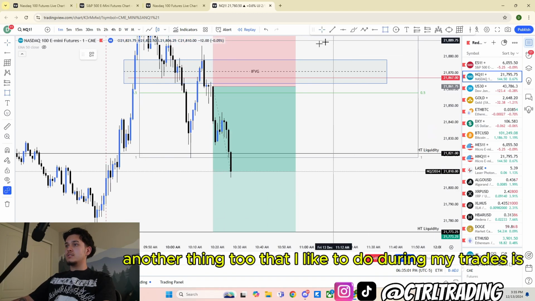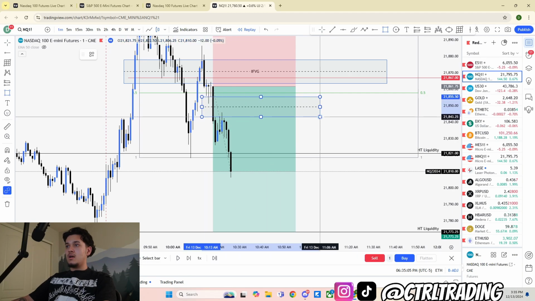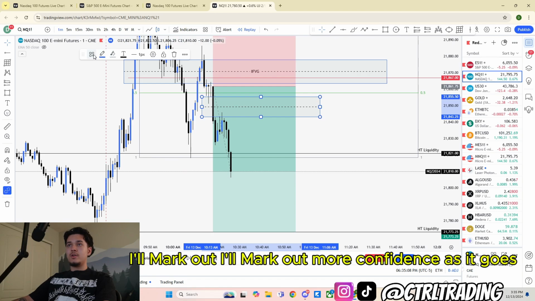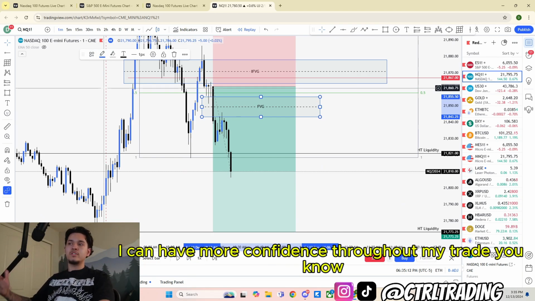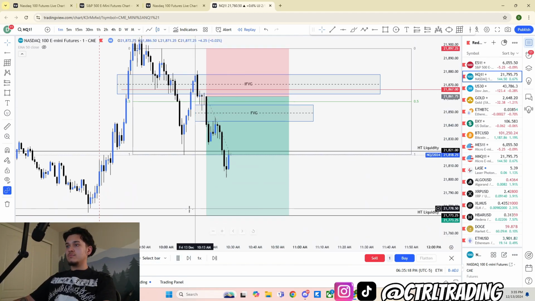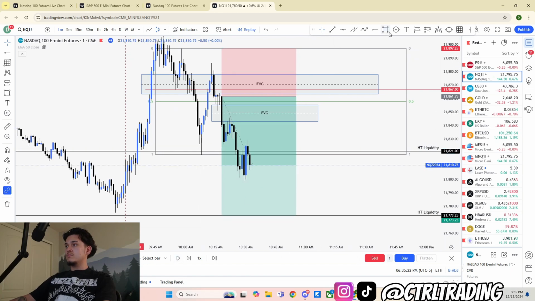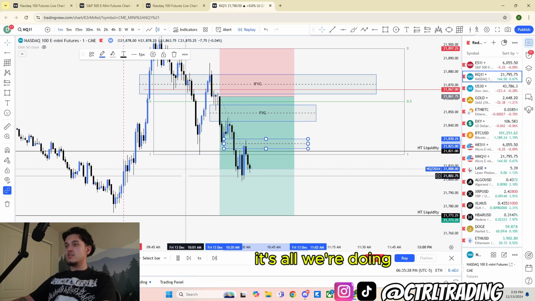Another thing that I like to do during my trades is I'll mark out more confluences as it goes, just so I can have more confidence throughout my trade, you know? All we're doing is just filling imbalances. That's all we're doing.